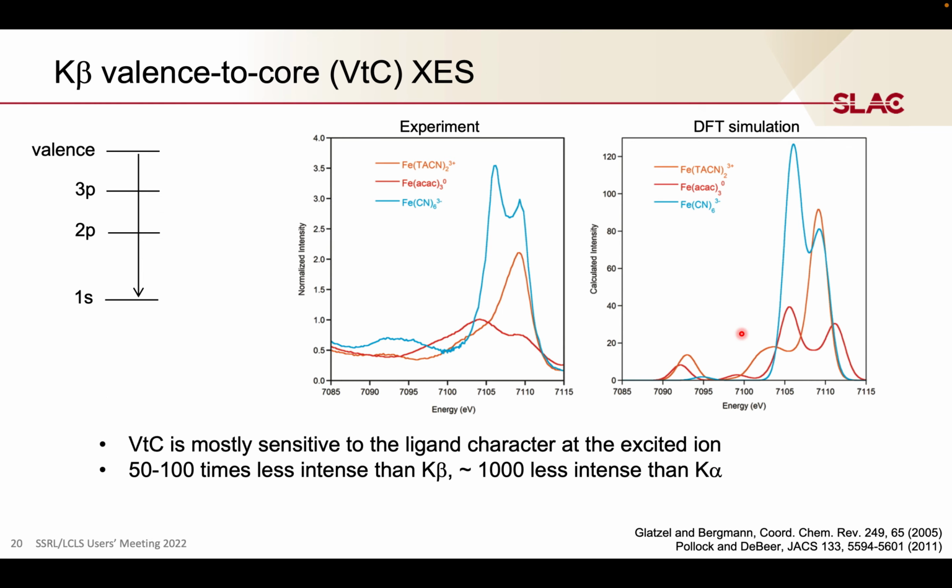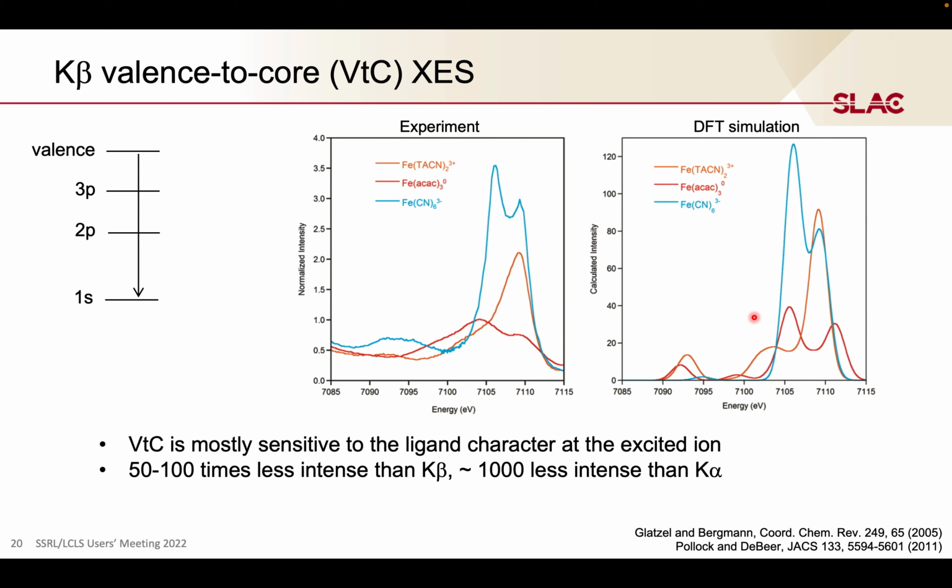If you go around 6 dB higher in energy for iron, then you have the valence bands. And if you now look at the decay from the valence to the 1s, you get a weak signal. As I said, it's around 1,000 times less than K alpha 1, but measurable, and has a lot of very nice and very good information. The interesting thing is the valence-to-core region is mostly sensitive to the ligand characterized excited ion.